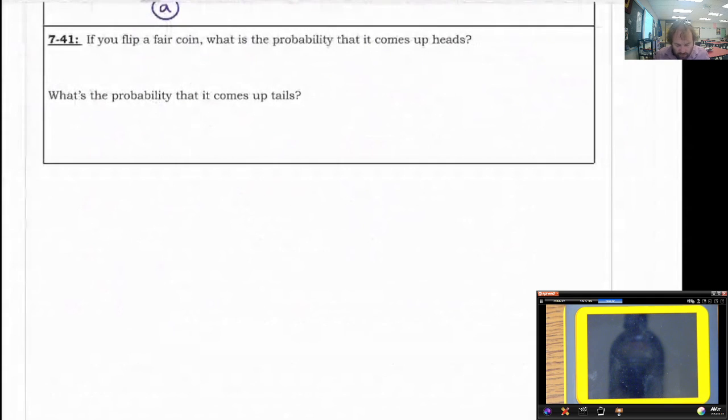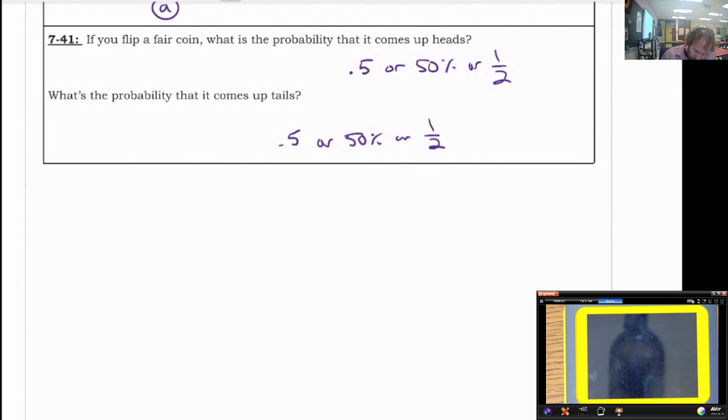If you flip a fair coin, what's the probability that it comes up heads? 0.5. Or 50%. Or 1 out of 2. And it's the same for the other question. We haven't talked about stats or anything like that this year, or probability, but that's the thing to keep in mind. Really easy question. A fair coin is 50-50.